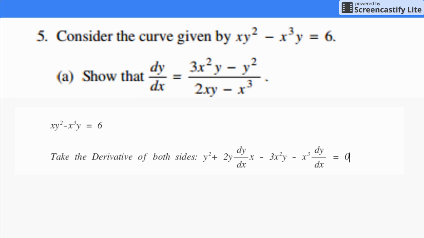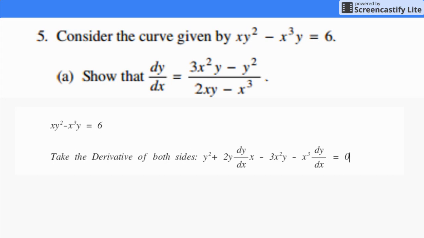So our question today is: consider the curve given by xy squared minus x cubed y equals 6. Part A asks us to use implicit differentiation to find the derivative of that function.